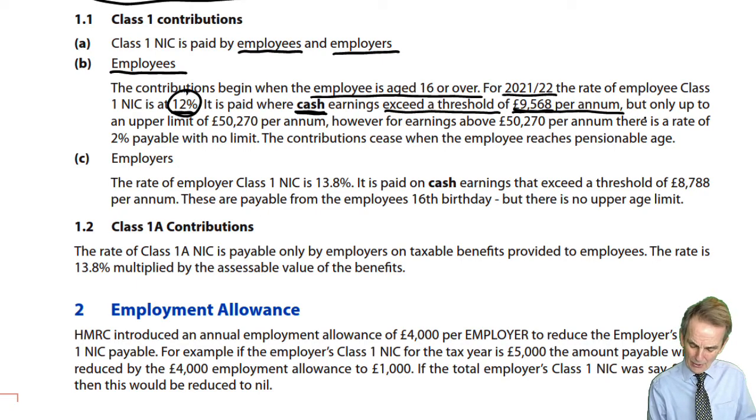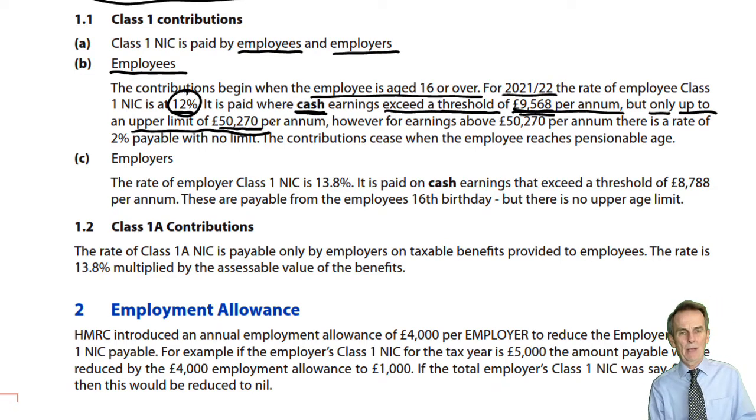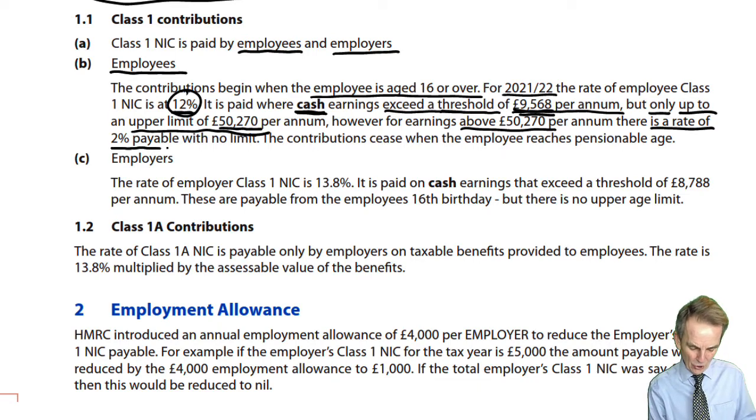Now that 12% is payable on the employment income, on your cash earnings that exceed a threshold of £9,568 per annum, but that goes up to an upper limit of £50,270 per annum. Again, another thing that you don't have to memorise, it's given to you in your rates and allowances. For earnings above £50,270 per annum, it then drops to a rate of 2% being payable, and that has no further upper limit.